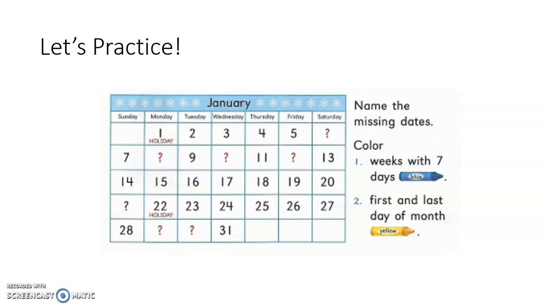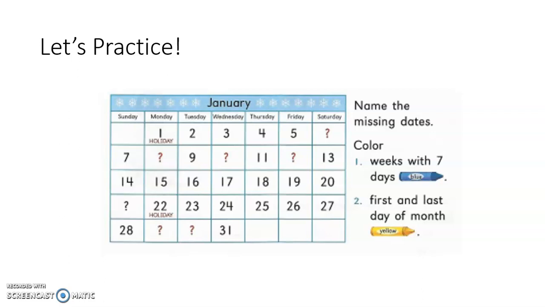So if you colored the week of the 7th, so that's the 7th, 8th, 9th, 10th, 11th, 12th, and 13th blue, you're correct. If you colored the week of the 14th, 14, 15, 16, 17, 18, 19, 20, that should be blue as well. And the week after that, which was 21, 22, 23, 24, 25, 26, 27, those 3 weeks should be color blue. So the week of the 7th through the 13th should be blue. The week of the 14th through the 20th should be blue. And the week of the 21st through the 27th should be blue.